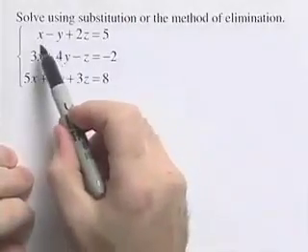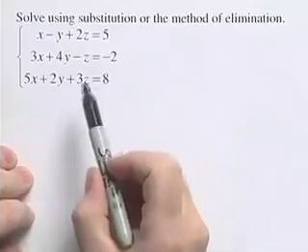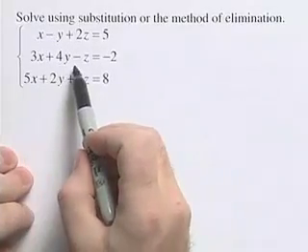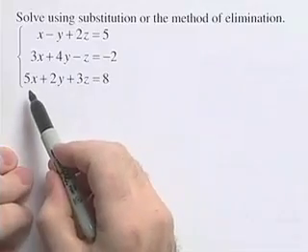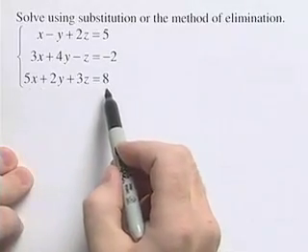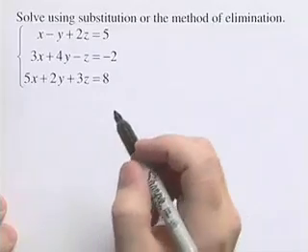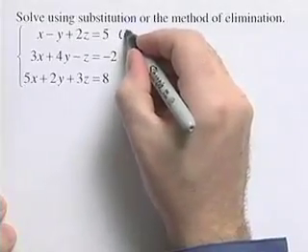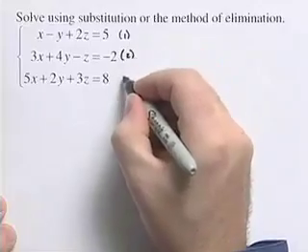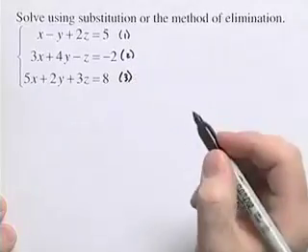For this problem, we're going to solve a system of linear equations in three variables using substitution or elimination. We have the system x minus y plus 2z equals 5, 3x plus 4y minus z equals negative 2, 5x plus 2y plus 3z equals 8. I'm going to solve this using the method of elimination. We number our equations. We'll call this equation 1, this is equation 2, this is equation 3.